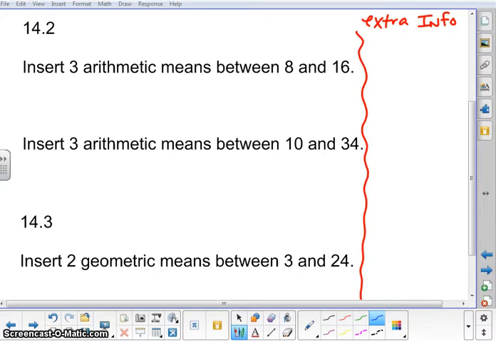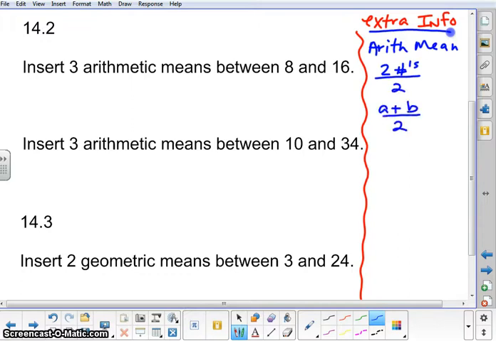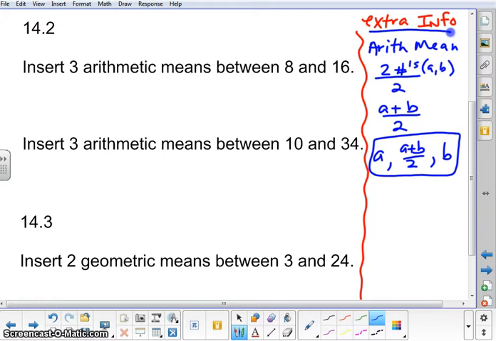So off to the right side of your paper, I want you to put a little extra info, and in that I just want to explain what arithmetic mean is, and it's basically the average. You take two numbers and divide by 2. So we have (a plus b) over 2. Now if you look at the original, let's say we've got the two numbers being a and b: a, (a plus b) over 2, b, that's a sequence. So that's what we're going to be doing here, finding all of the arithmetic means between there.